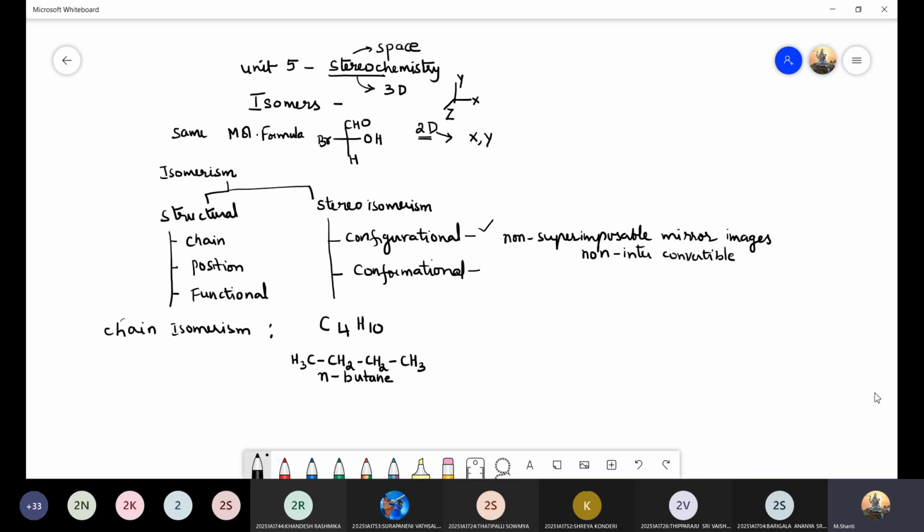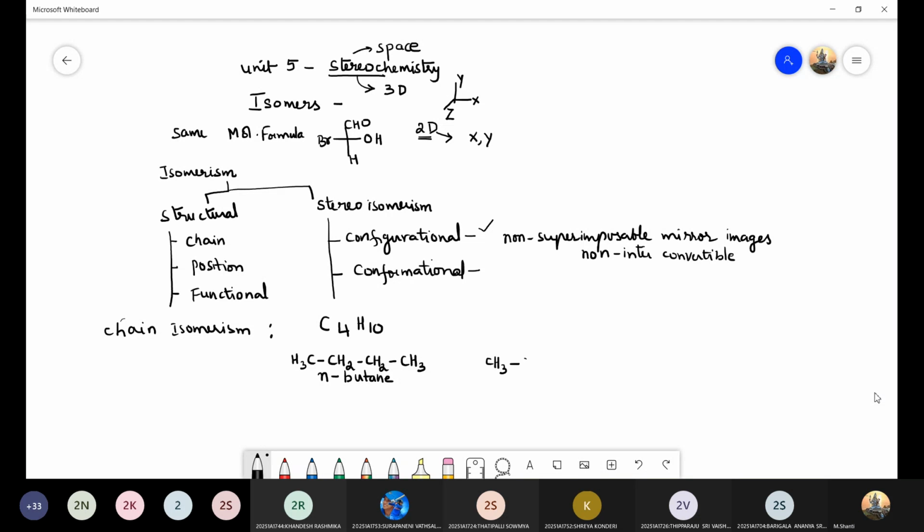Is this the only possible arrangement? Or is there any other way to get a different arrangement while retaining the C4H10 molecular formula? Can you try for this? Instead of writing all the carbons in a straight chain, I can put the same molecule in branches, in the form of a branched structure. Yes or no? Yes, ma'am. How can I write that?